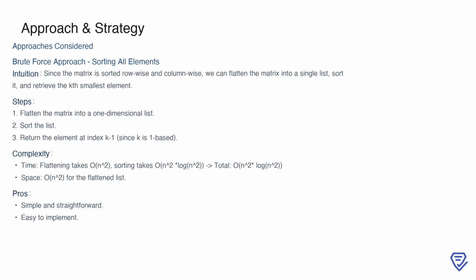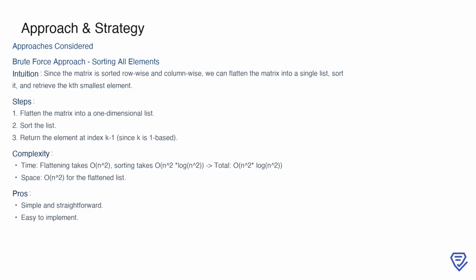To begin solving this problem, we first consider the brute force approach. The intuition here is to rely on the fact that the matrix is already sorted row-wise and column-wise. By flattening the matrix into a one-dimensional list, we can sort all the elements and directly access the kth smallest element by its index, which is k-1 when using zero-based indexing. The steps are straightforward: flatten the matrix, sort the resulting list, and return the element at the desired index.